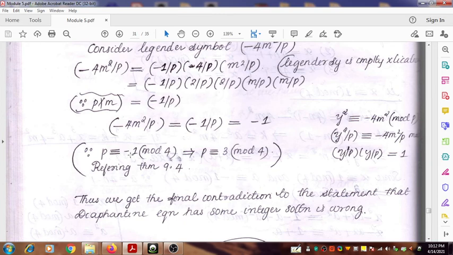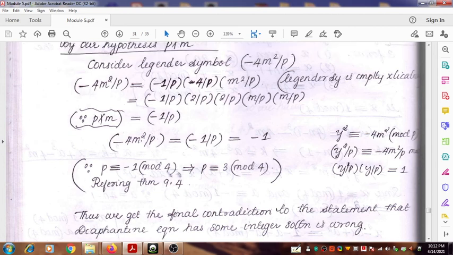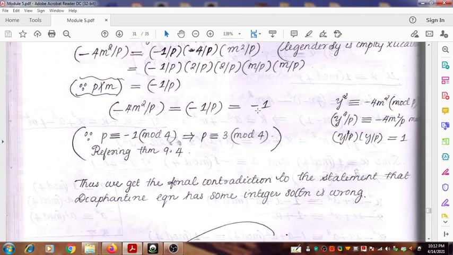Okay, p is congruent to -1 mod 4, and that means p is congruent to 3 mod 4. So referring to theorem 9.4, we have that result already. By referring to theorem 9.4 and using the fact that p is congruent to -1 mod 4, that is p is congruent to 3 mod 4, the Legendre symbol value will be -1.